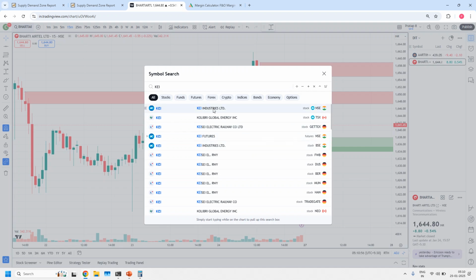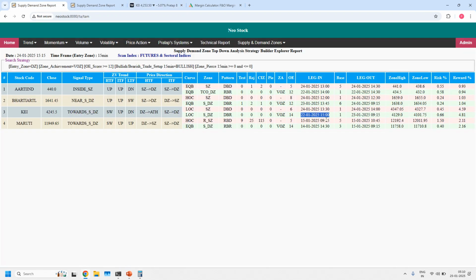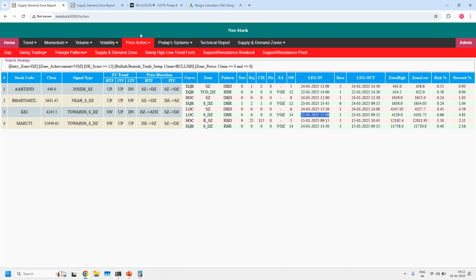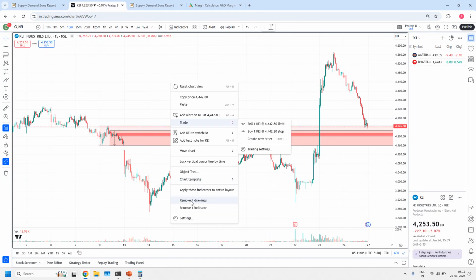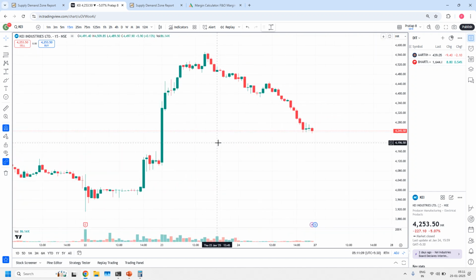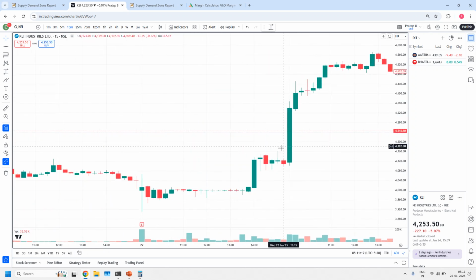Next one, KEI Industries, 22nd January. This is the one, 15 hours. Maybe it is a failed ERC candle, which the software considered. And this is the base candle and rally candle. So this is how we draw.